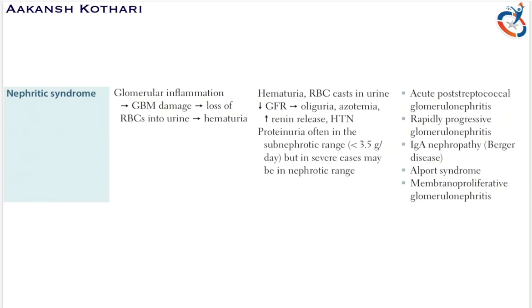What are the different types of nephritic syndrome? The first one is acute post-streptococcal glomerulonephritis. The second one is rapidly progressive glomerulonephritis. Third one is IgA nephropathy, also called Berger's disease. And the fourth one is Alport syndrome.